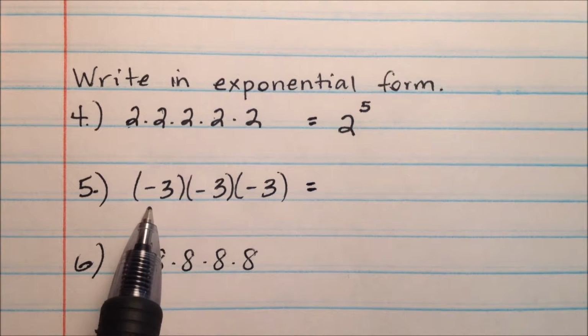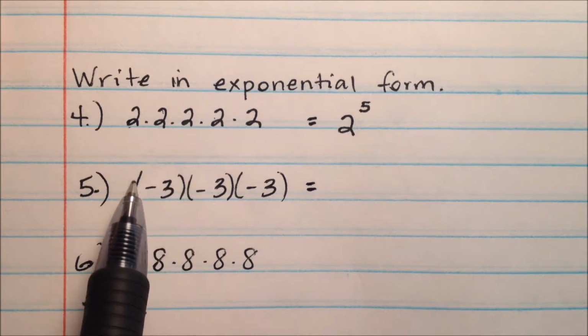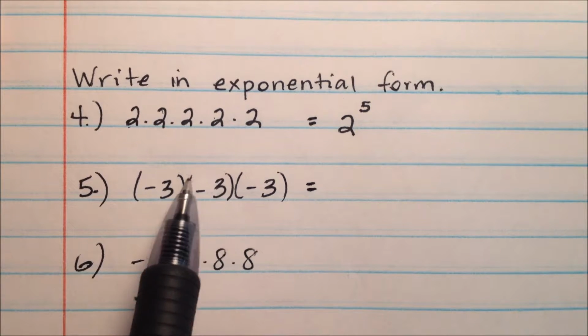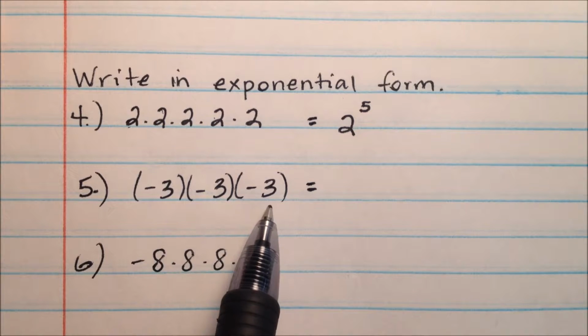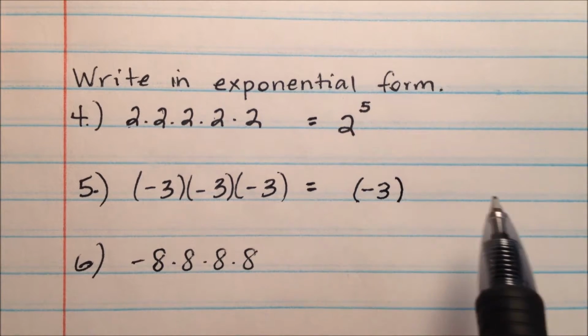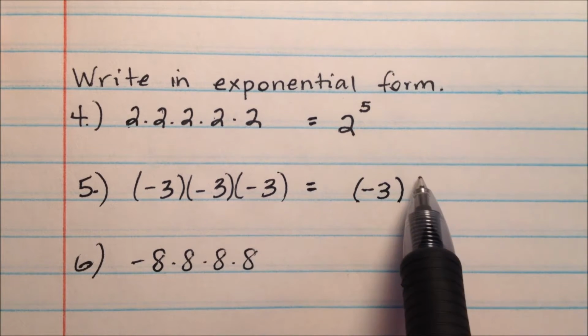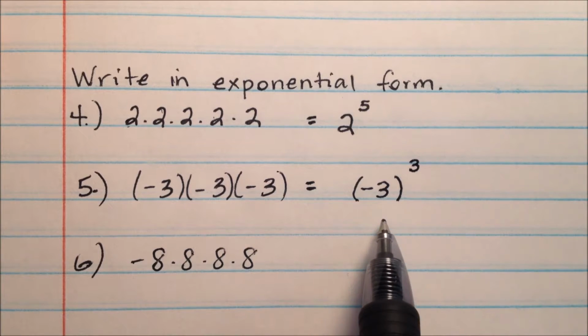Okay, next one has negative 3 times negative 3 times negative 3. And notice we have parentheses here because the 3 and the negative are together in each case. So we're going to write it as negative 3. And then how many times does negative 3 get multiplied by itself? 1, 2, 3. So we're going to say it's negative 3 cubed.